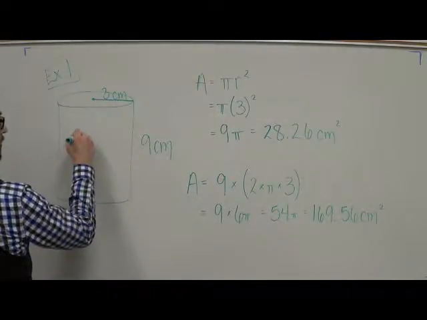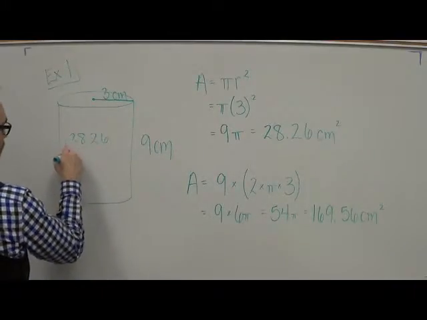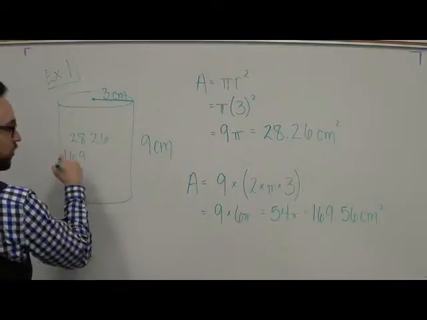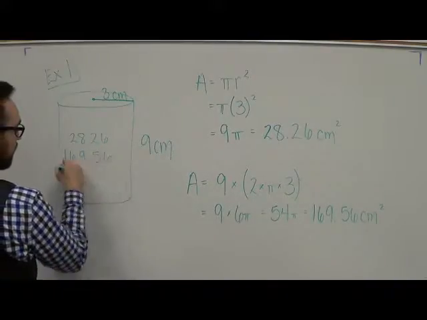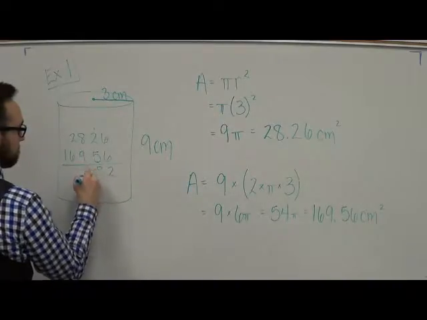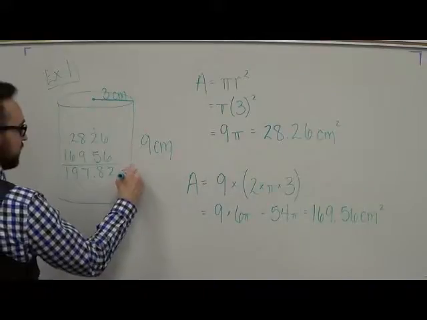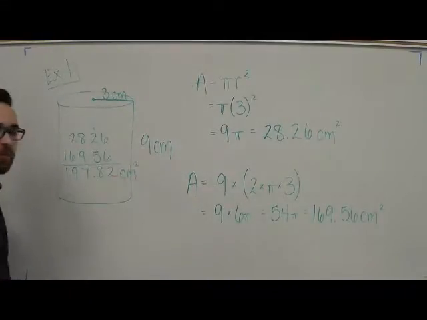And so to find the total surface area, we're going to add those two pieces together. So we'll just do that right here inside the cylinder. We have 28.26 and 169.56. When we add all these things together, we end up with 197.82 square centimeters. And again, it's square centimeters because we're talking about surface area, not volume yet. We will get to volume, but right now we're just on surface area.